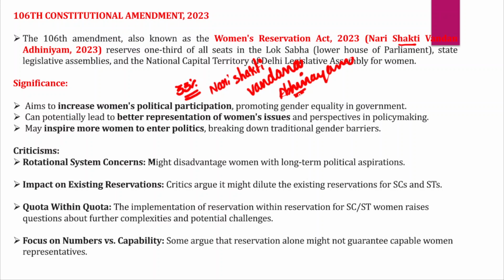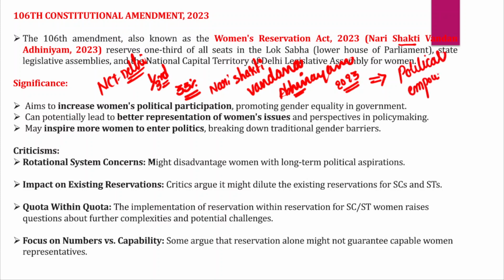Right, so the Nari Shakti Vandan Adhiniyam of 2023, as I have already told you, reserves one-third of all seats in the Lok Sabha, the state legislative assemblies, and even the National Capital Territory of Delhi Legislative Assembly for women. The objective is the political empowerment of women, or strengthening the participation of women in the legislature.